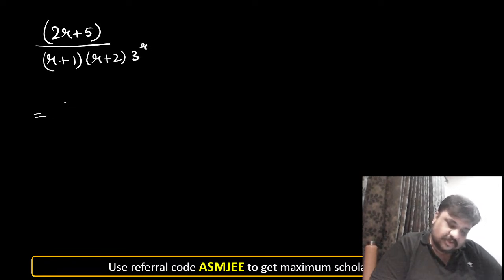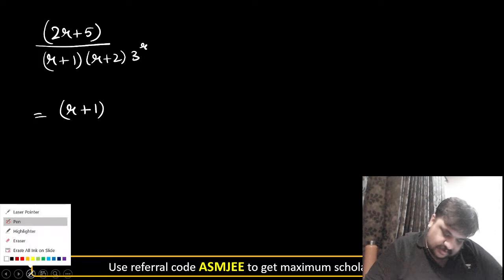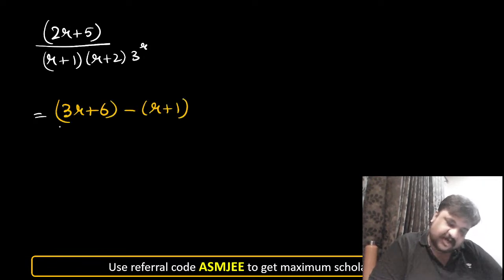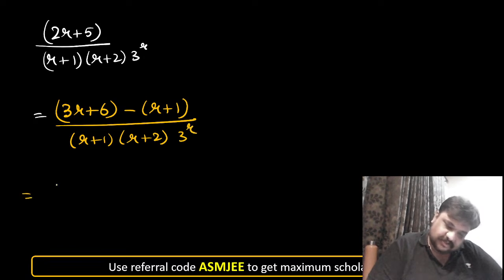Solve it like this now. This will be r plus some add subtract, r plus 1. Sorry, now some hit and trial. With some hit and trial you can do it like this: 3r plus 6 minus r plus 1. You can write the numerator like this. Now you will say, how did it click? I'll just say magic. Now split.